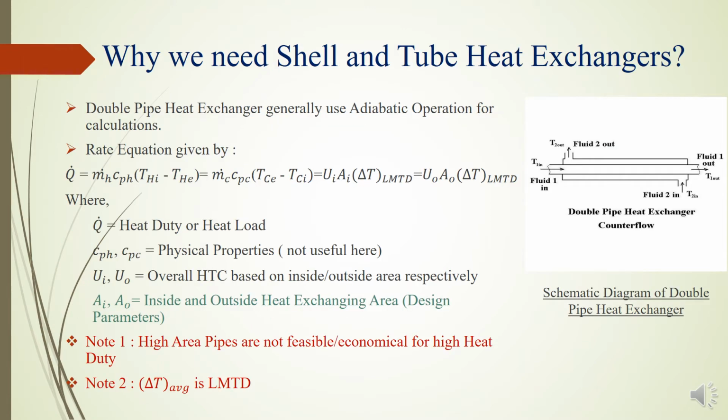So one question may arise, that is, why do we need shell and tube heat exchangers? Since we have double pipe heat exchangers which are easy to construct, we are going to discuss the double pipe heat exchanger, and we will come to know why we need shell and tube heat exchangers. This is the schematic diagram of double pipe heat exchangers, in which two cylinders of different radius are placed coaxially and streams are allowed to flow.